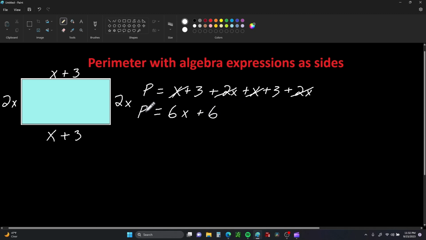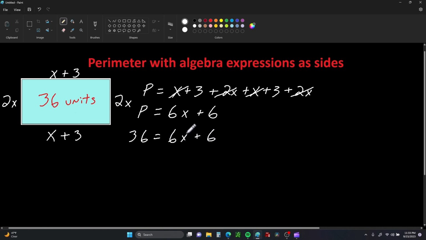Now, this gives an algebraic answer, but it's possible the perimeter was given as a total. Let's say that it said the perimeter was 36 units. What I can do then is substitute this 36 instead of the P, and what results is a two-step equation.